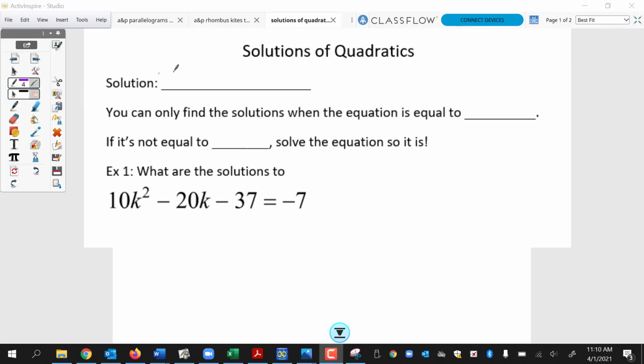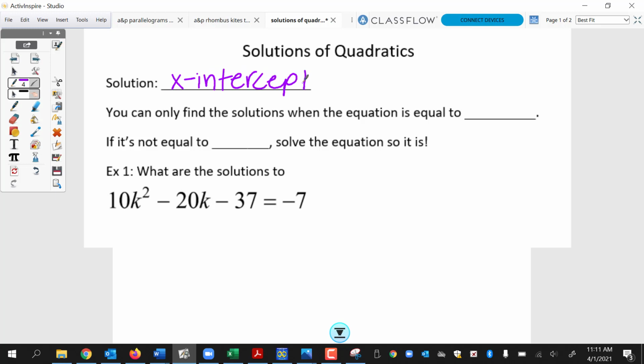All right, so now that we've talked about quadratics and the key parts, like the y-intercept, the x-intercept, the axis of symmetry, the domain, the range, all that good stuff. Now we're going to talk specifically about when they're talking about solutions. So we know that solution is just another word for x-intercept.